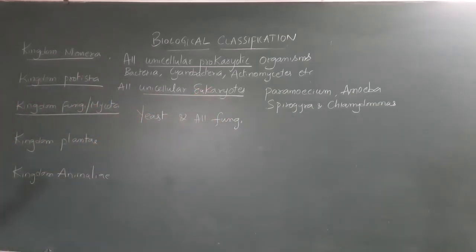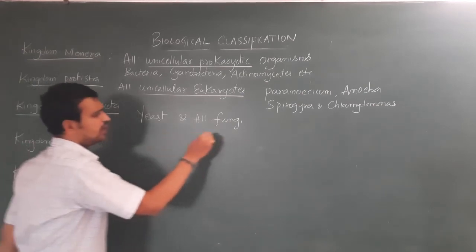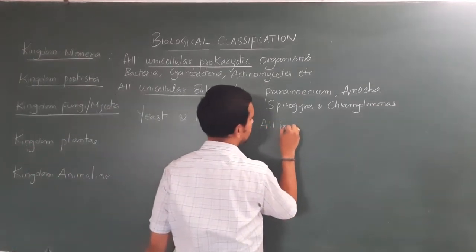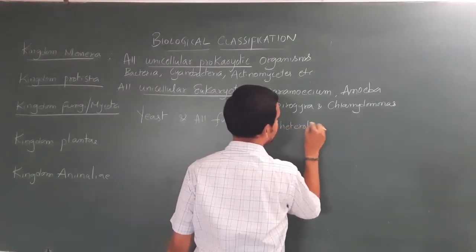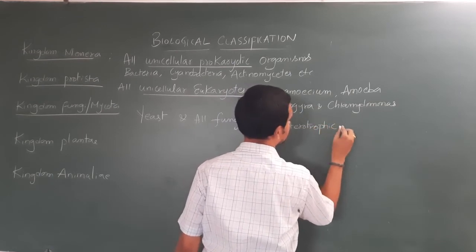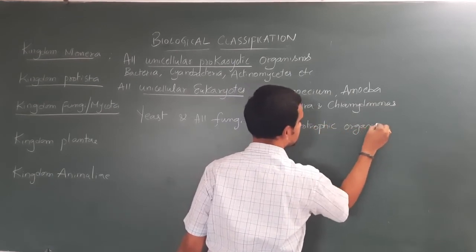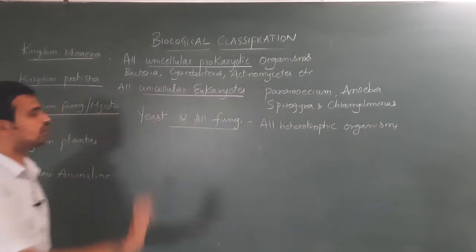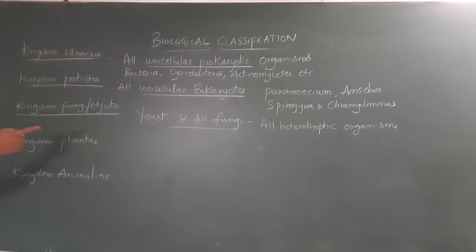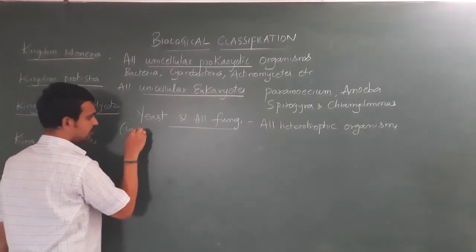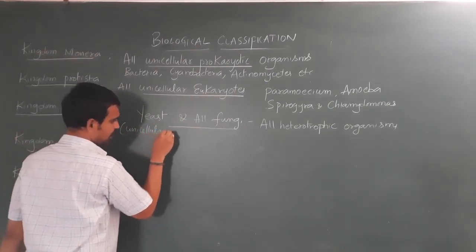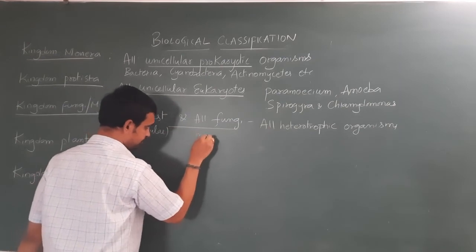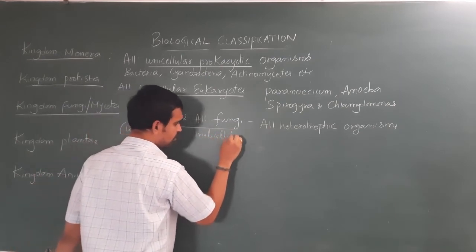Yeast and all fungi come under kingdom Fungi or kingdom Mycota. These are all heterotrophic organisms. All fungi are heterotrophic organisms, even yeast. Yeast is unicellular. The remaining fungi are multicellular or filamentous.